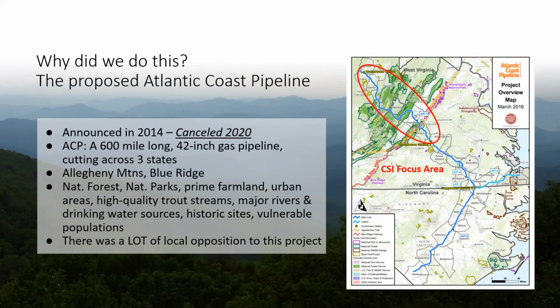Why did we do this? The Atlantic Coast Pipeline was proposed in 2014, canceled in 2020. It was supposed to be a 600-mile-long, 42-inch gas pipeline cutting across 3 states, from West Virginia to southeastern North Carolina. It was to cross the Allegheny Mountains, the Blue Ridge, national forests, national parks, prime farmland, major urban areas, high-quality trout streams, drinking water sources, environmental justice populations, you name it. There was a lot of local opposition to this project.